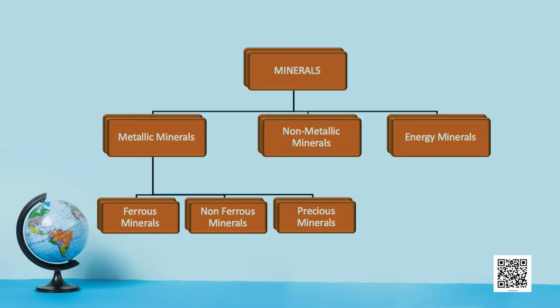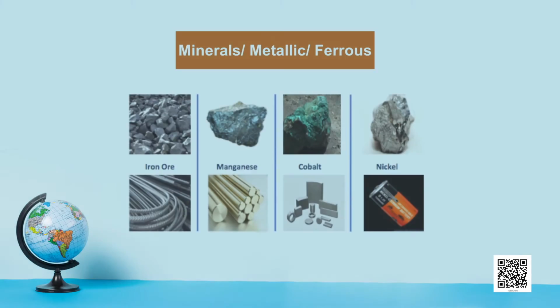Let's have a look at some of the examples of all these types and how we use them in our routine, and the most common uses of the same. Metallic ferrous minerals include iron ore, manganese, cobalt and nickel. While iron is used in many forms including building construction material, automobiles, cooking utensils, manganese is used for making steel, bleaching powder, insecticides, and nickel is used for making currency coins and batteries.